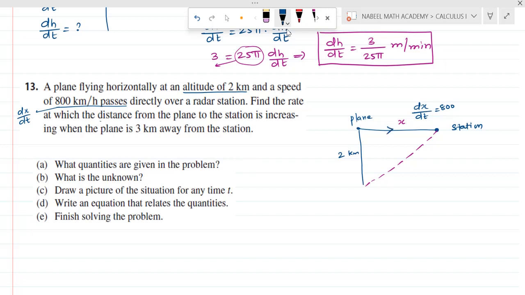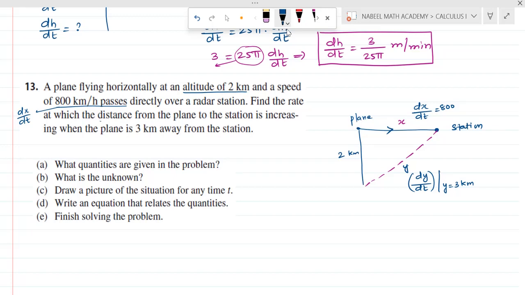Here we have to find how fast the distance from the plane to the station is increasing when the plane is 3 kilometers away from the station. So I have to find dy over dt when y is equal to 3. So how will you find this?